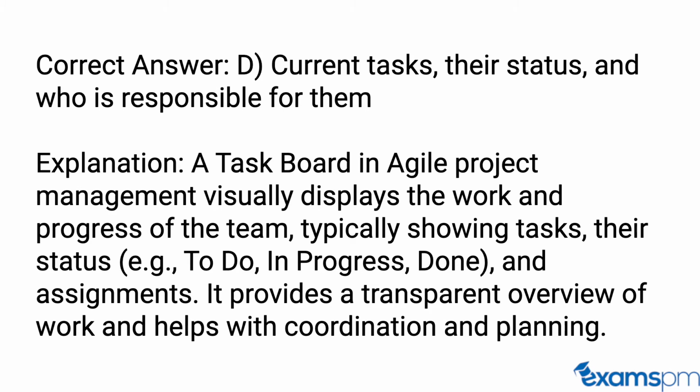Correct answer: D. Current tasks, their status, and who is responsible for them. Explanation: a task board in Agile project management visually displays the work and progress of the team, typically showing tasks, their status, e.g., to do, in progress, done, and assignments. It provides a transparent overview of work and helps with coordination and planning.